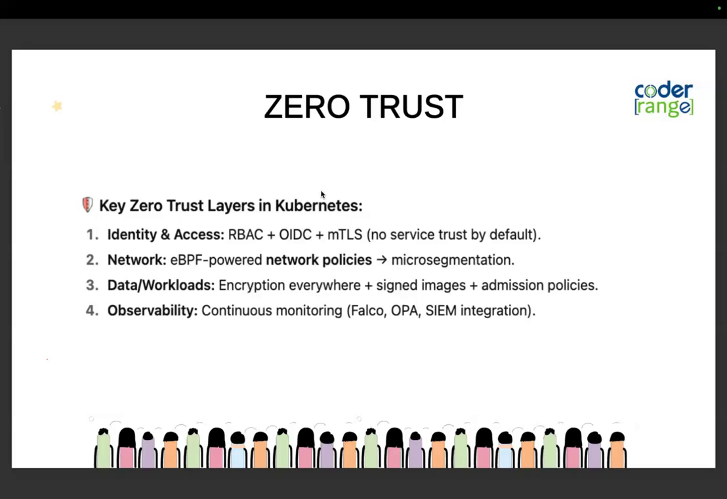Zero trust is actually for high-end banks. A lot of big organizations implement it because they don't want to have any kind of security breach. To implement zero trust layers in Kubernetes, they implement identity and access, and network policies, which is a very simple process-driven approach. Encryption will be there everywhere, for images, admission policy everywhere, and they do continuous monitoring as per the industry.